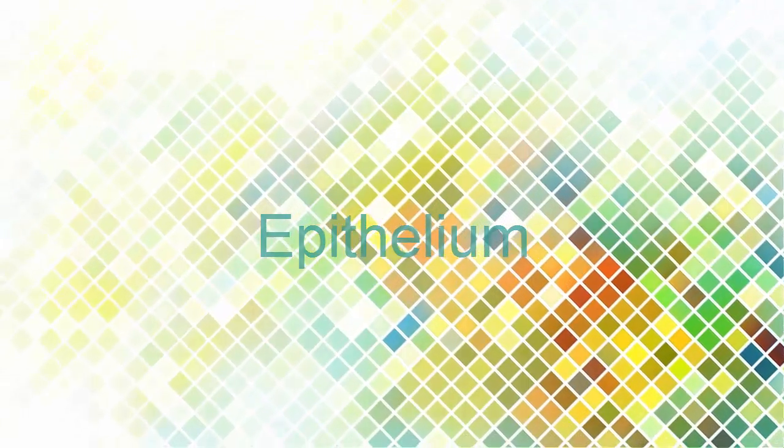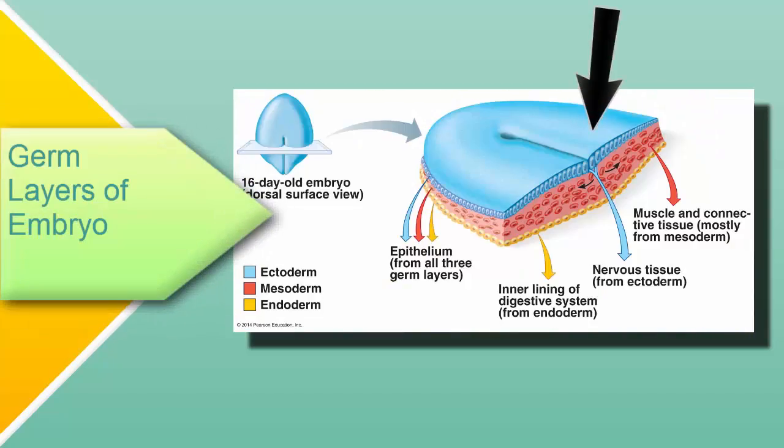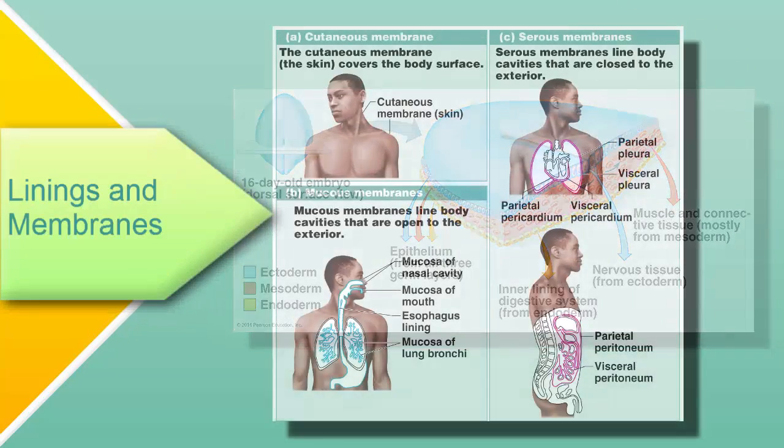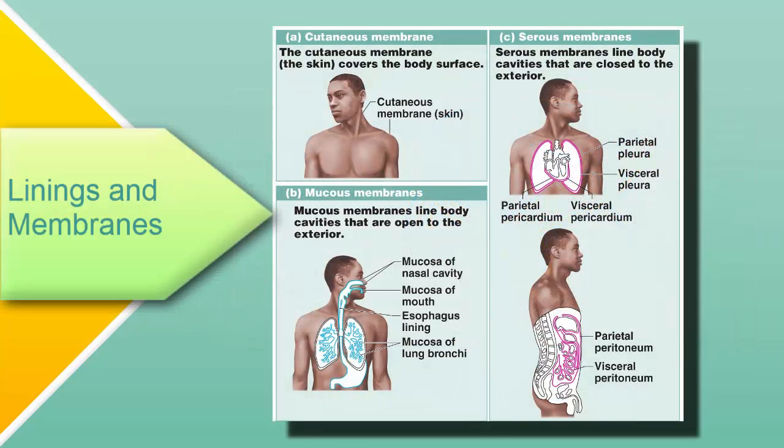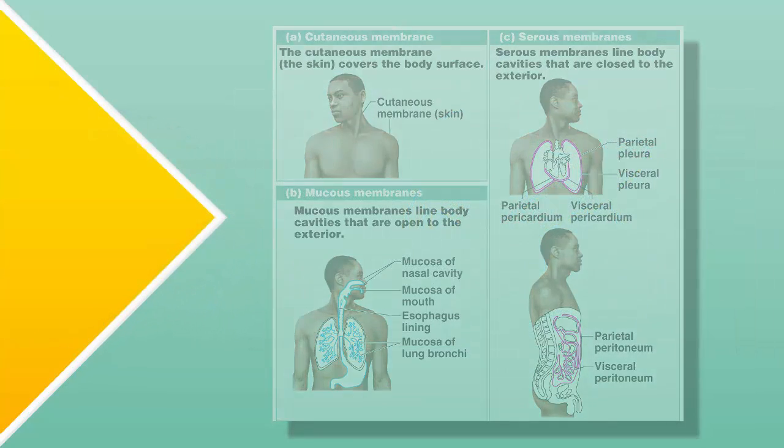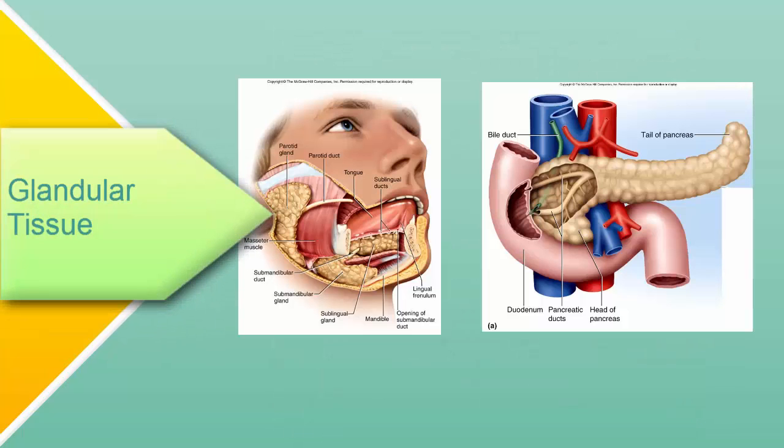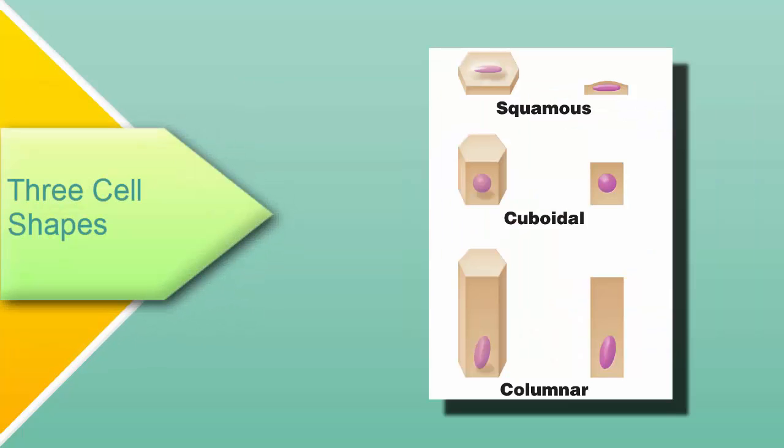In the embryo, epithelium is derived from all 3 germ layers: the ectoderm, the mesoderm, and the endoderm. The epithelium forms the coverings and the linings on both the outside and inside of the body, and forms glandular tissue. There are 3 shapes of epithelial cells: squamous, cuboidal, and columnar.